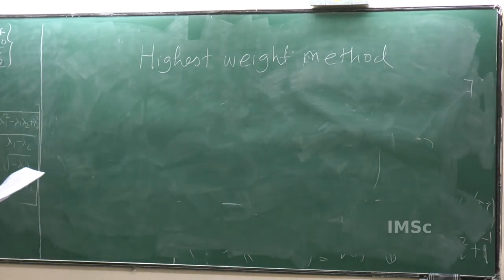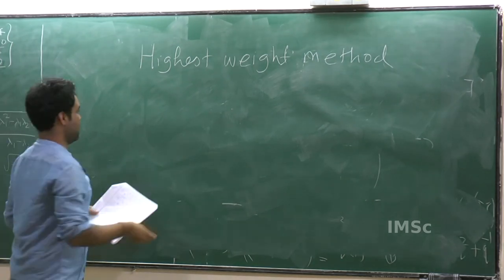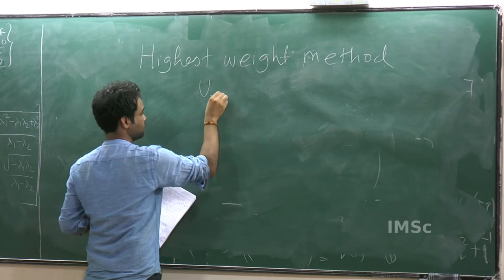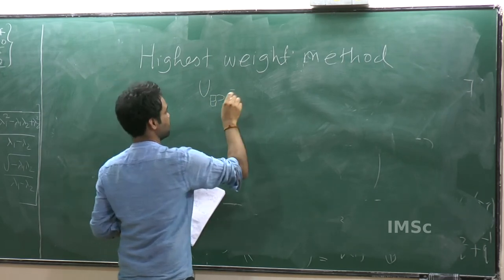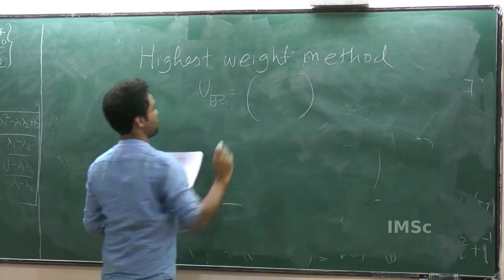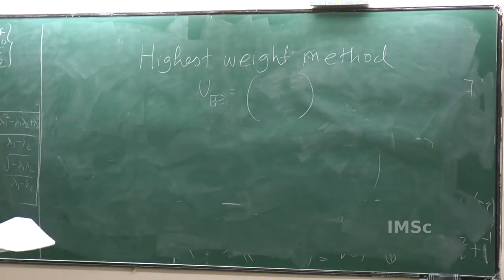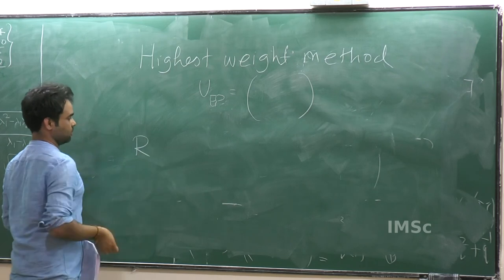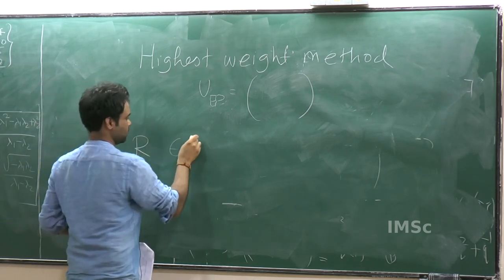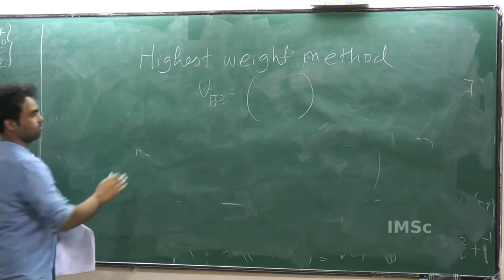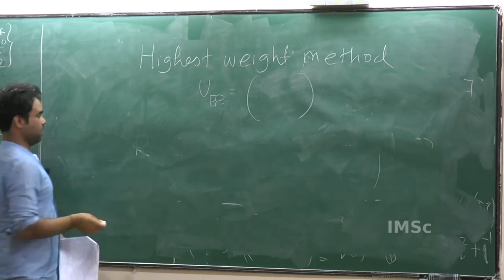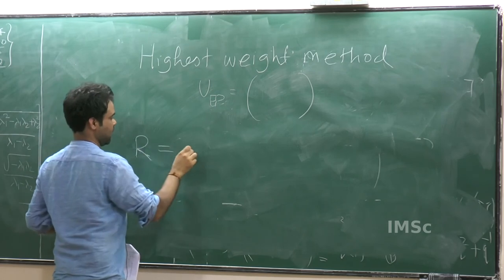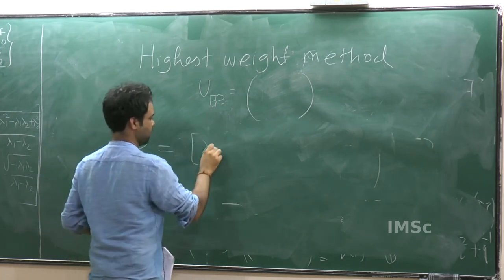Okay, so the highest weight method is a systematic method. Now my focus is just to compute this one. Why is this much simpler? 2x2 matrix. So the method is saying: take any representation R of the rule for fundamental. Okay, so let's set up: R can be labeled by a Young tableau diagram.